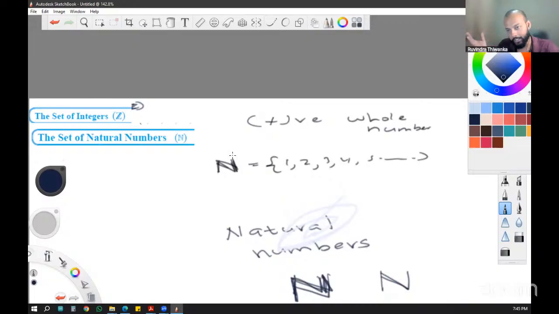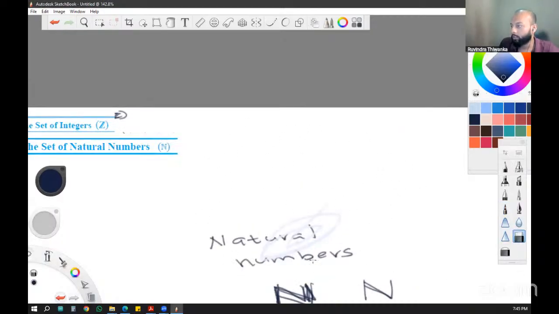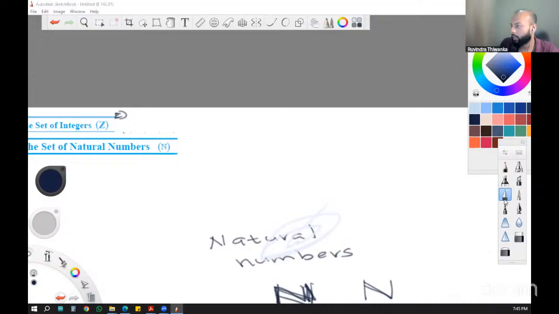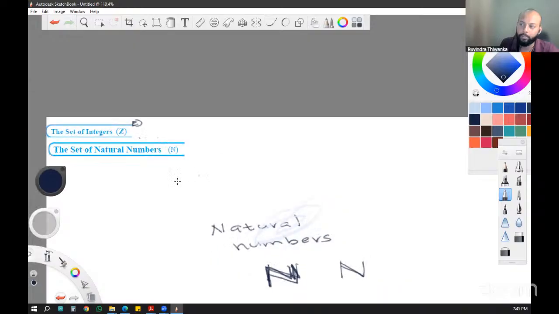In integers, we have zero, positive integers, and negative integers. It is called the set of integers. Natural numbers have only counted numbers, positive whole numbers from 1 to infinity. So this is natural numbers. Then we are going to learn about rational numbers.